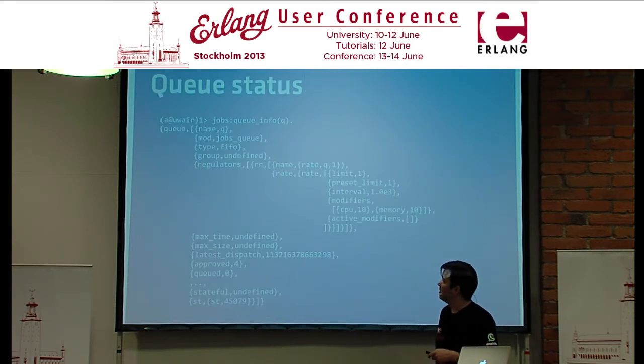There are also some queue inspection functions. You can call queue info, and this was actually a rate-based queue, so it will tell you what the queuing module is. You can plug in your own queuing module if you want to, which, for example, Jesper could do with his queuing logic.